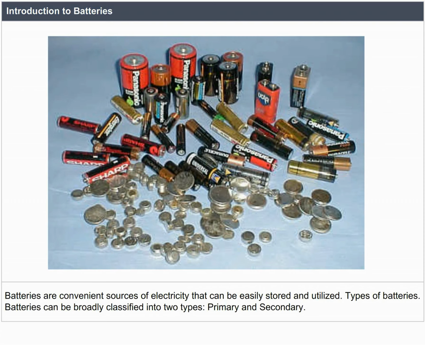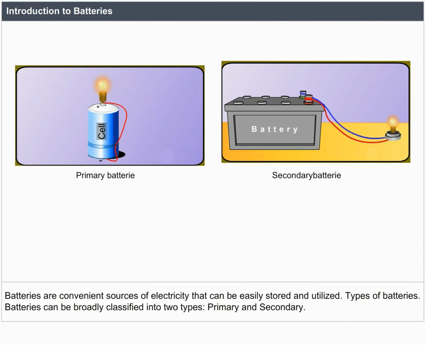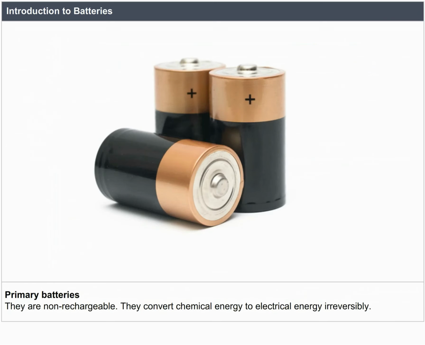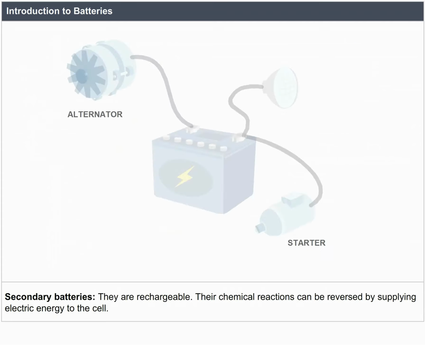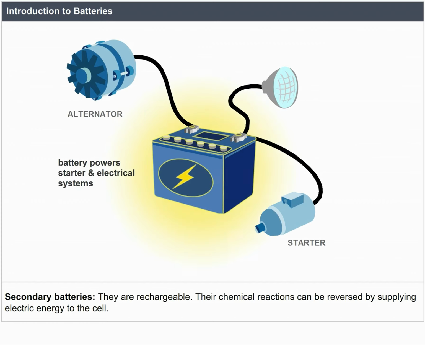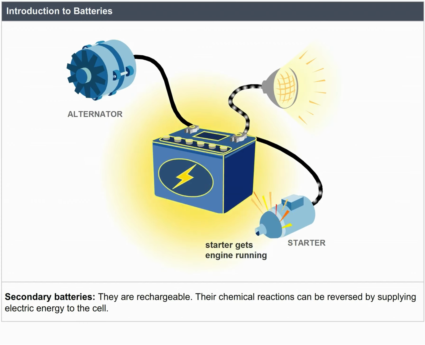Introduction to batteries. Batteries are convenient sources of electricity that can be easily stored and utilized. Types of batteries. Batteries can be broadly classified into 2 types, primary and secondary. Primary batteries. They are non-rechargeable. They convert chemical energy to electrical energy irreversibly. Secondary batteries. They are rechargeable. Their chemical reactions can be reversed by supplying electric energy to the cell.